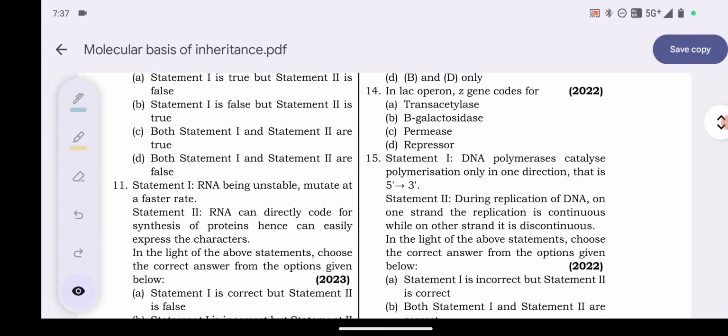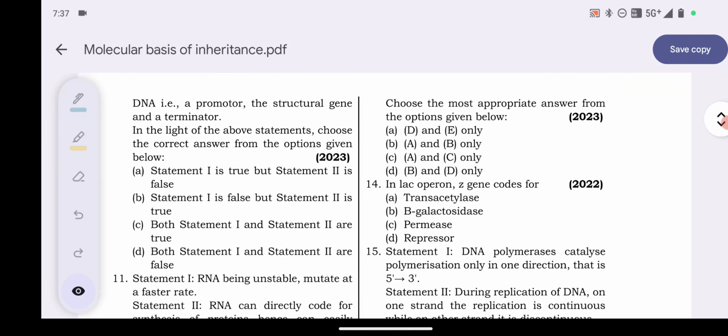Come to the options. Here they are. Option number B is your answer. A and B only. Explanation. In the Hershey-Chase experiments, they used bacteriophages and grew one batch in the presence of radioactive phosphorus P32 and another batch in the presence of radioactive sulfur S35. So A and B are the correct answer.